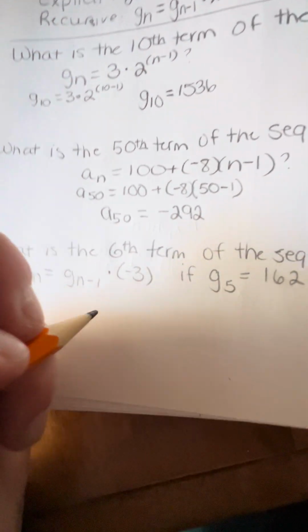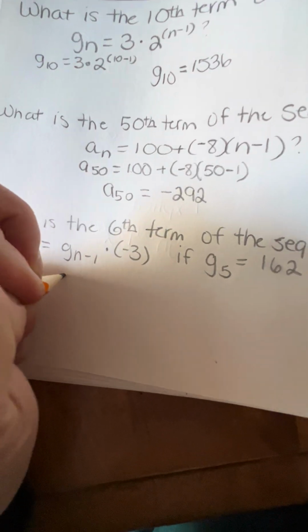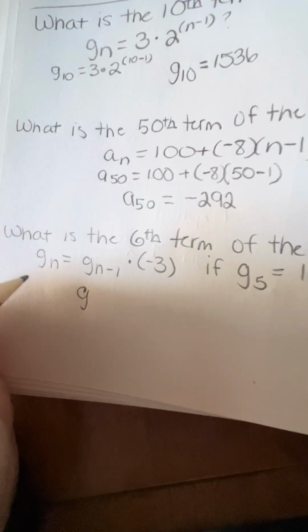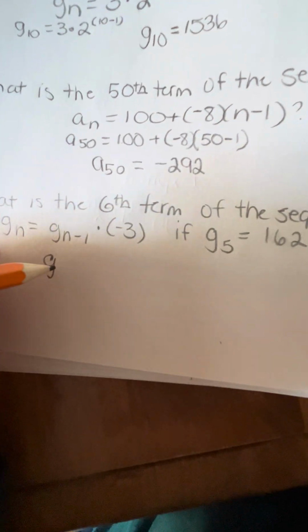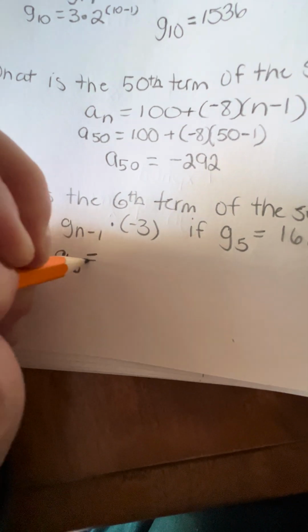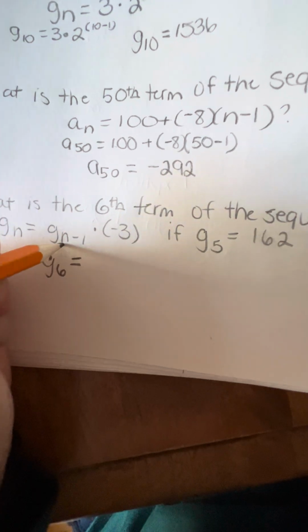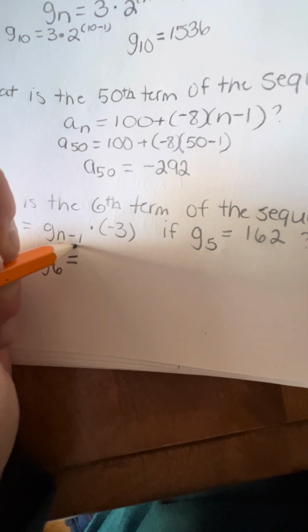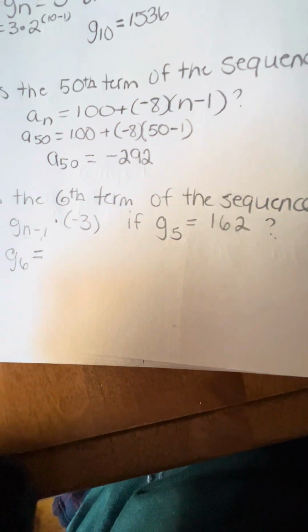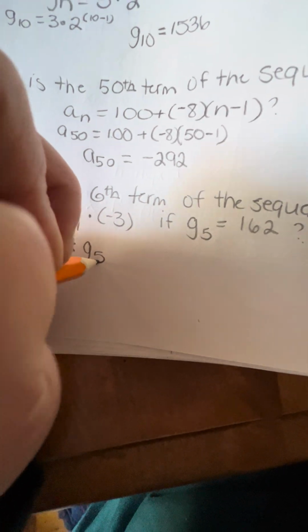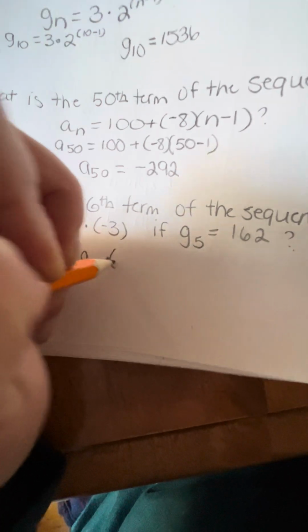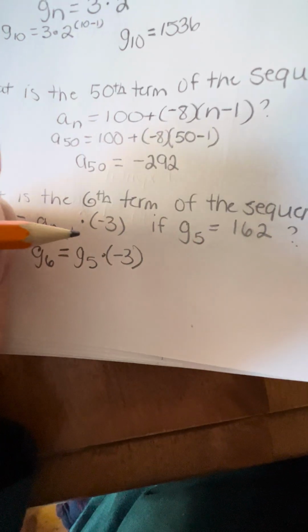So the recursive formula is g sub n. In this case, we're looking for our sixth term. That's what it's telling me, the sixth term. So we're going to put g sub n with 6 there. And then our g sub n minus 1, n minus 1 would be the fifth term. So we would put g sub 5, and then we're going to multiply that times a negative 3.